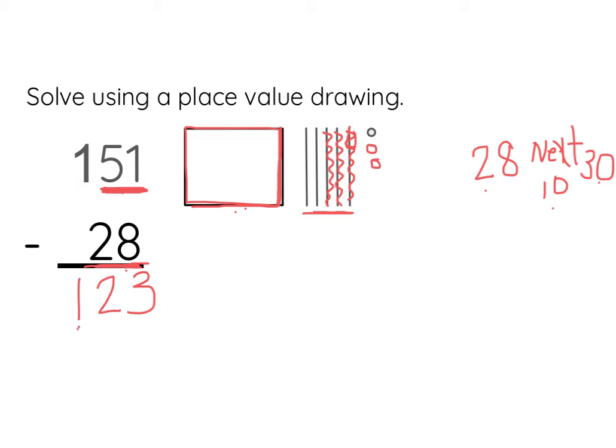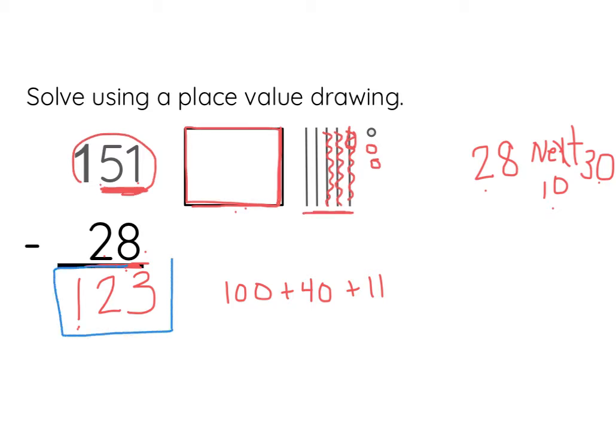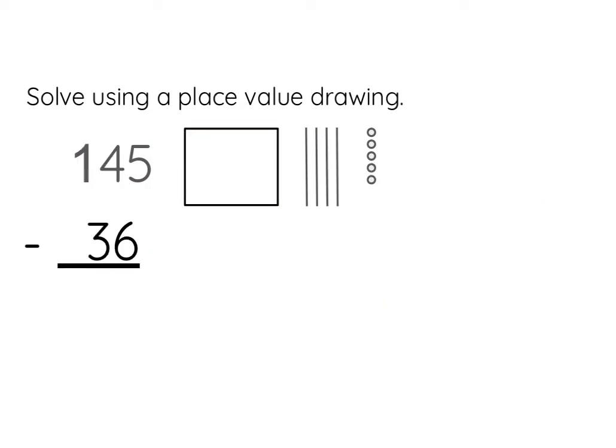We don't add anything to the 100. 20 plus 20 equals 40. 8 plus 3 equals 11, which equals the 151 that we started with. So our answer is 123. Let's try another one.